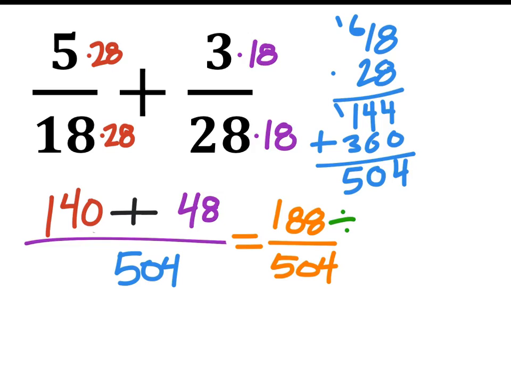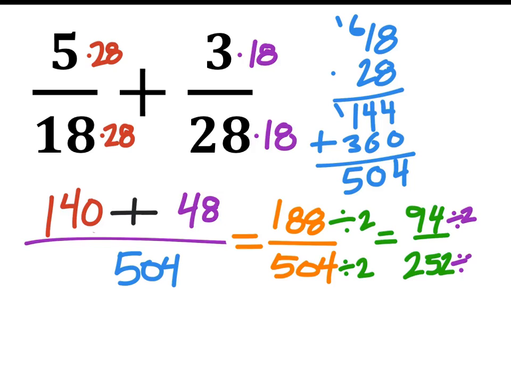And I notice, first of all, that both of these are divisible by 2. So what would that give me? It looks like it would give me 94. And 504 divided by 2 looks like it would be 252. So again, we can divide these by 2. Once again, we'll divide these by 2. I'll have to write my answer over here. I'm running out of space there. 94 divided by 2 appears to be 47. 252 divided by 2, 126.